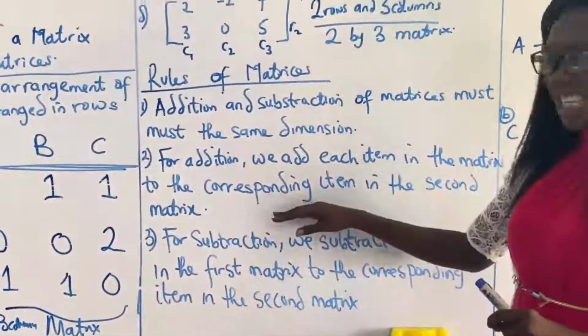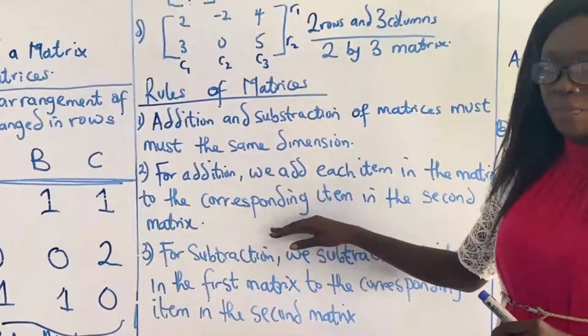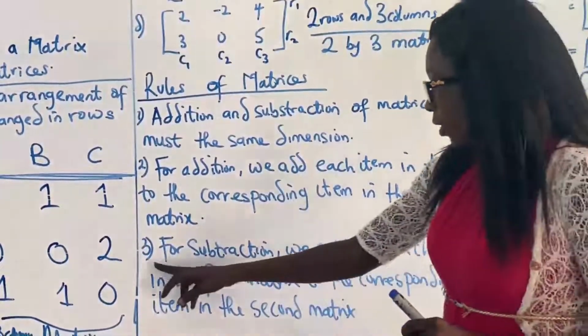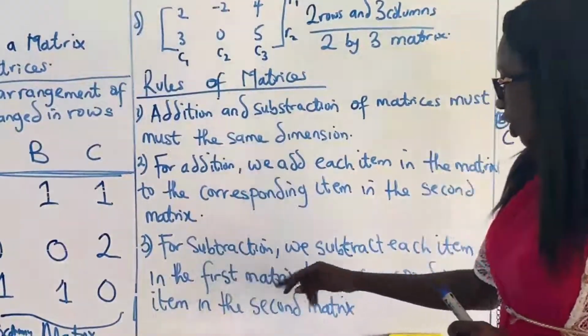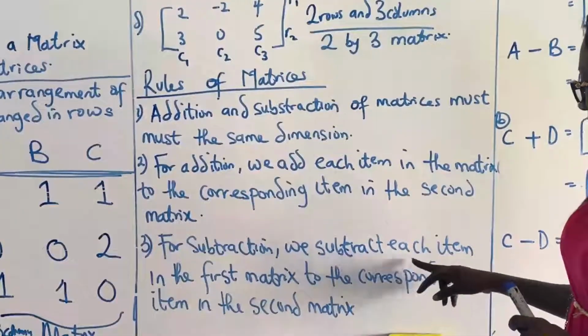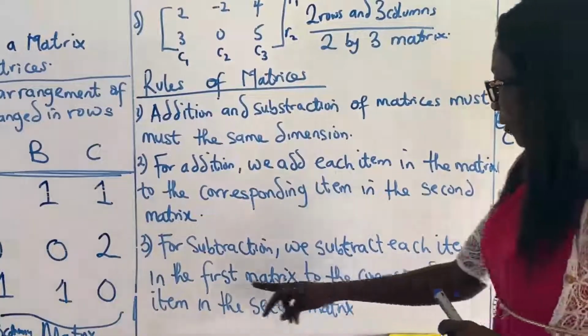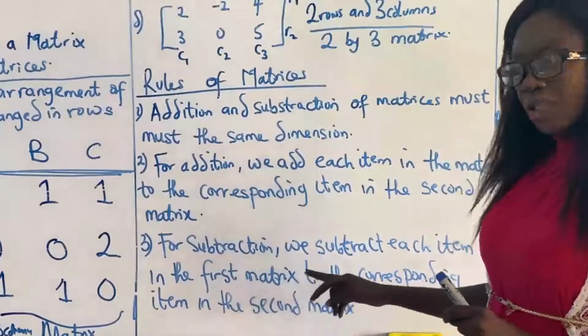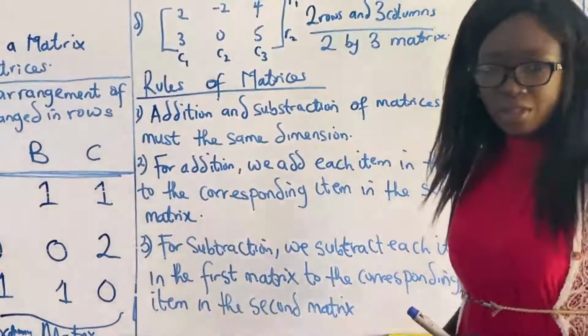Now, for addition, we add each item in the matrix to the corresponding item in the second matrix. So here I'm going to explain it very well using our examples. So for rule number 3, for subtraction, we subtract each item in the first matrix from the corresponding item in the second matrix.